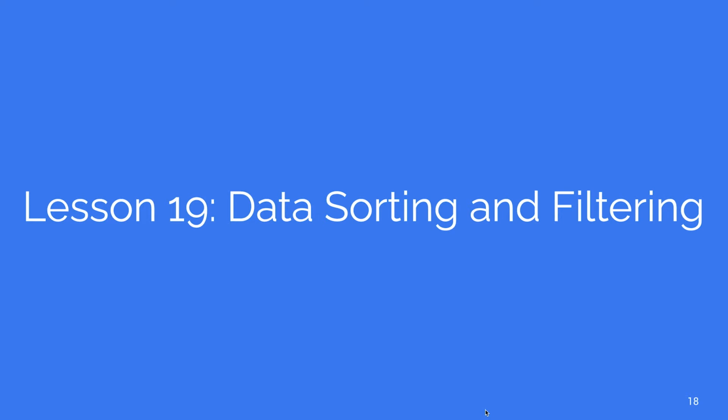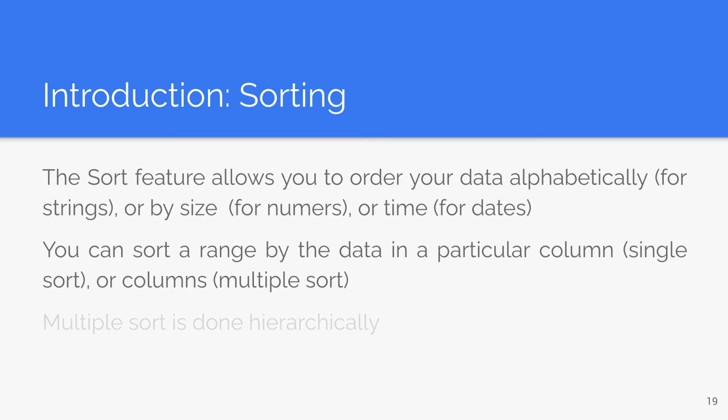Take a look at data sorting and filtering. Sorting allows you to organize your data alphabetically for strings, by magnitude for numbers, and by time for dates. In all of these scenarios, the sorting could be done either in descending order or ascending order.